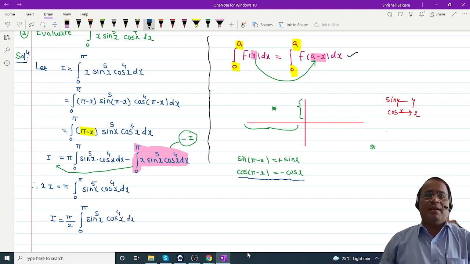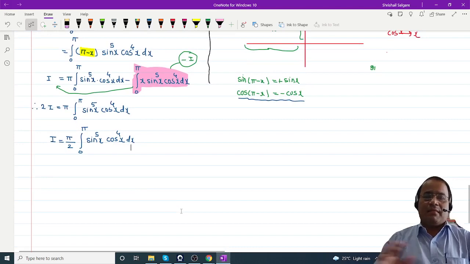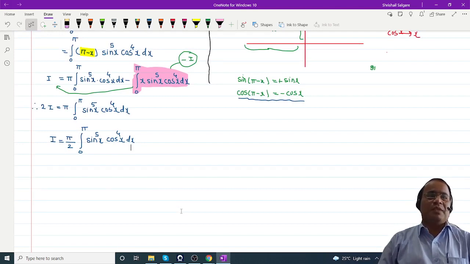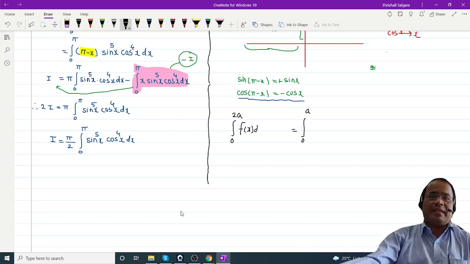Now see, one difficulty you have resolved here. What happens? You have removed that x. Now the next target is we have to obtain the limits of the integral as 0 to pi by 2. So any definite integral property you have studied in 12th, to convert the limits: suppose the given limits are 0 to 2a, then the integral can be written as integral 0 to a f(x) dx.